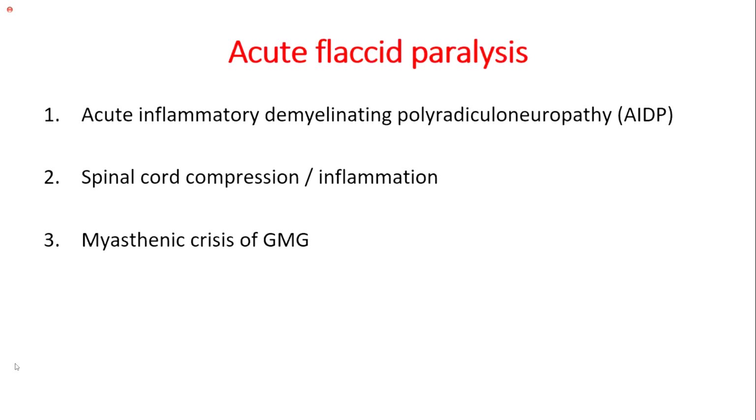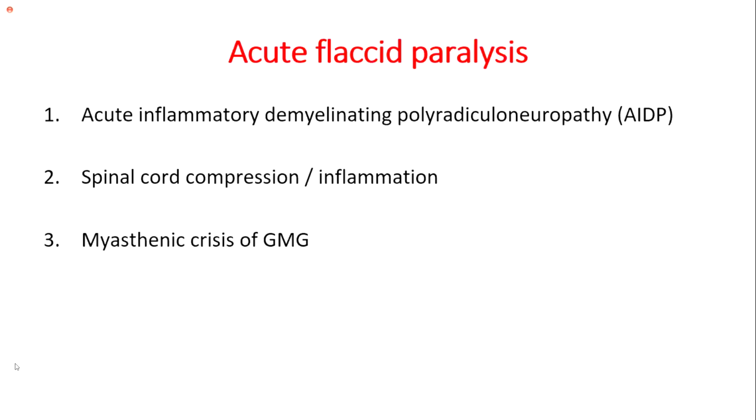The clinical presentation is acute flaccid paralysis. Your differential diagnosis, one is AIDP, the other one is spinal cord compression or inflammation in spinal shock, and the third one is myasthenic crisis of generalized myasthenia gravis. Now I did the lecture to you on myasthenia gravis, so I don't need to re-emphasize that it is a lower motor neuron problem in myasthenia gravis because the problem is at the neuromuscular junction, nothing to do with the central nervous system. So that is your differential diagnosis.